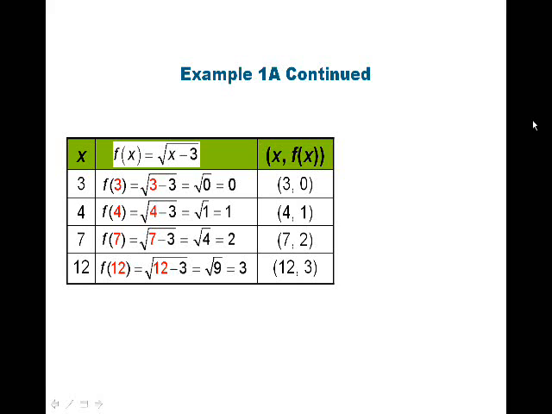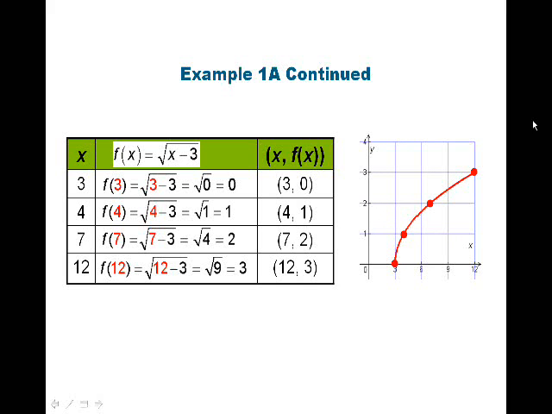So here you can see I've chosen the values 3, 4, 7, and 12. There's really not anything too special about them except that we wanted to make sure that the radicand, the number underneath the square root sign, is no smaller than 0. So it can be 0 because the square root of 0 is 0, as seen when our x value is 3, but we don't want any numbers smaller than that, otherwise we would have imaginary numbers. So I picked 3 as the smallest number and went up from there and just picked a few more points. I got (3, 0), (4, 1), (7, 2), and (12, 3), and if we graph those, you can see the shape of the square root function right there on the right hand side of your screen.